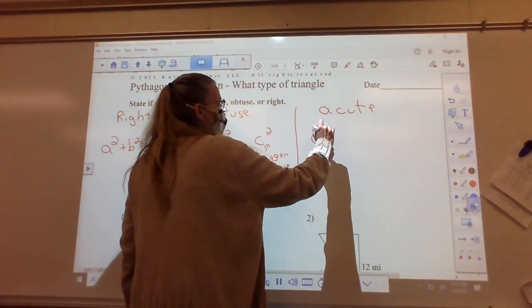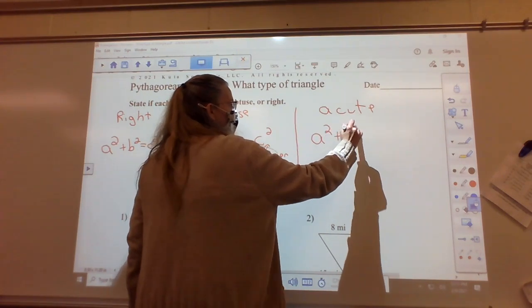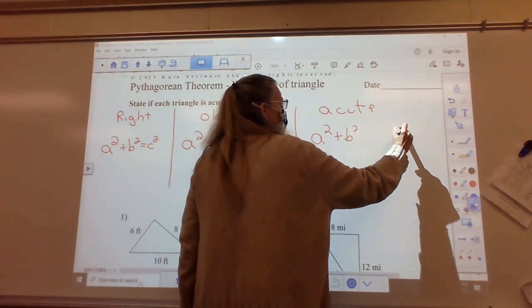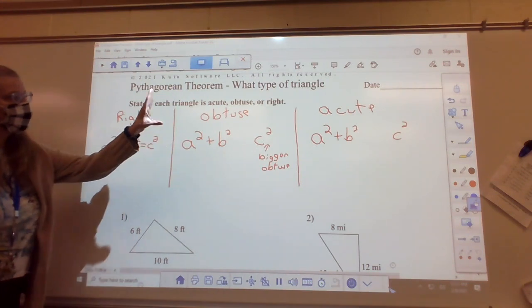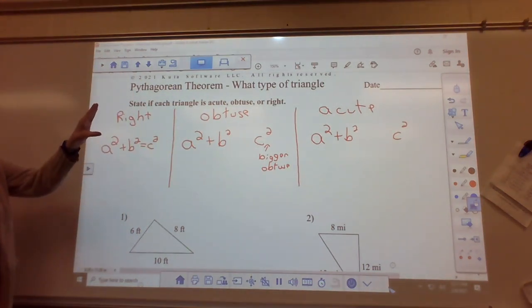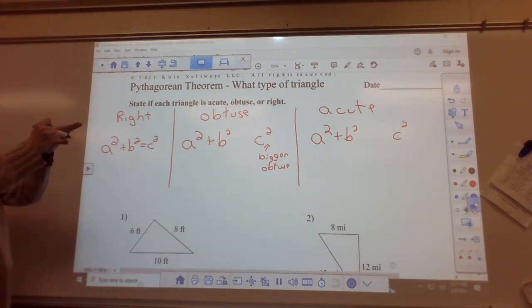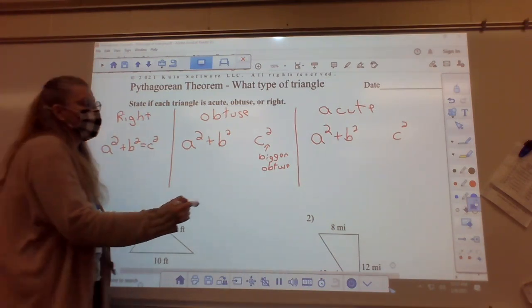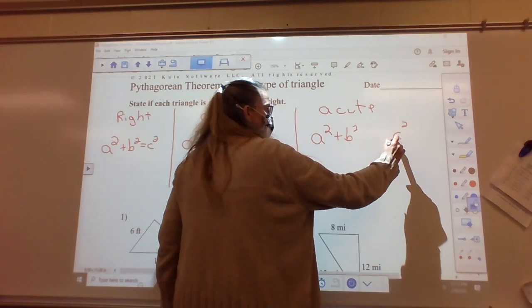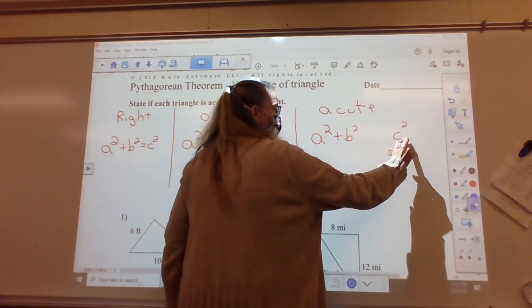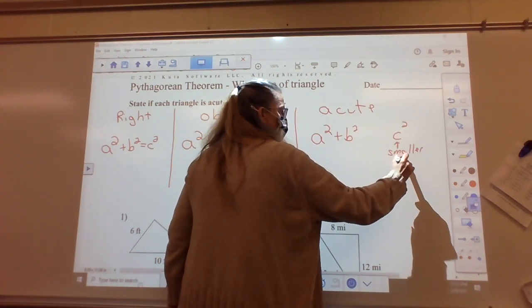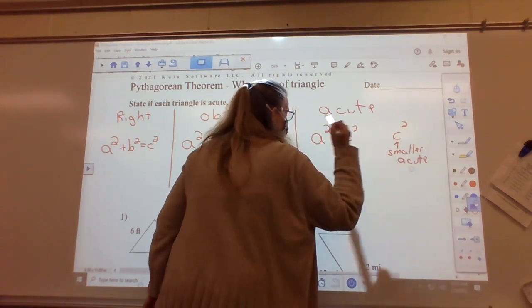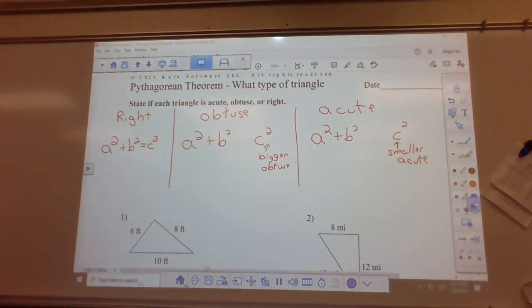Acute, again, I'm going to put A squared plus B squared. Leave yourself a spot, C squared. Now, if this equals 90 and I squish it down, this opening here is just going to get smaller. So if this number is smaller, it is acute. So that's how we can use the Pythagorean theorem to determine if it's a right, obtuse, or acute triangle.